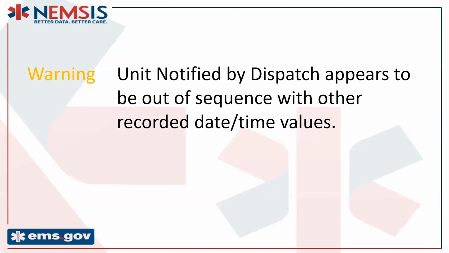Okay, let's look at this next one. This one is a warning: unit notified by dispatch appears to be out of sequence with other recorded date time values. What are your thoughts on this one? Is this a useful warning to have in a state Schematron file?